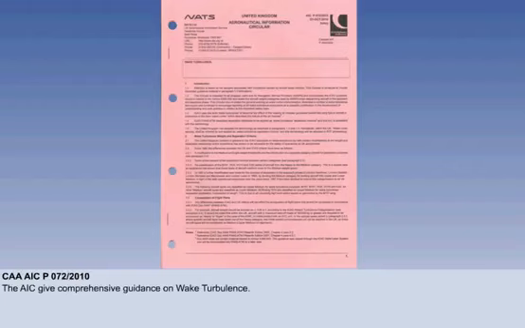For the information of all operators, the UK Civil Aviation Authority publishes an Aeronautical Information Circular, which describes the hazard and states the approach and departure separation in time for departures and distance for approaches required between various categories of aircraft based on their weight. The AIC is updated from time to time, the most recent at the time of writing being AIC Pink 72 of 2010.